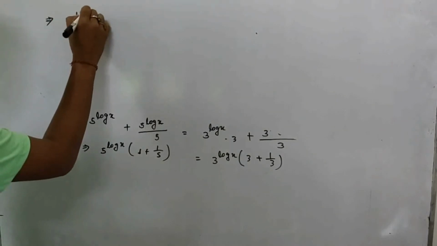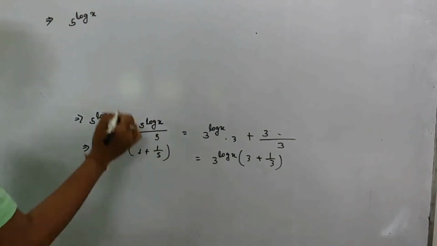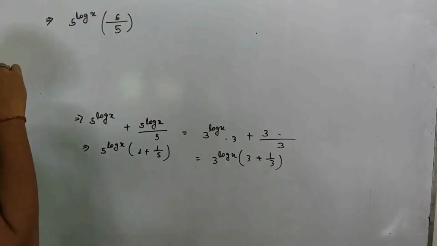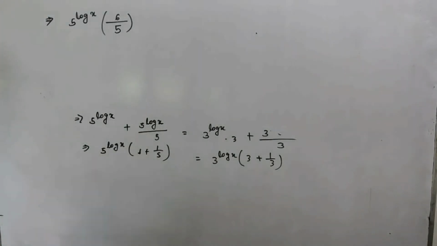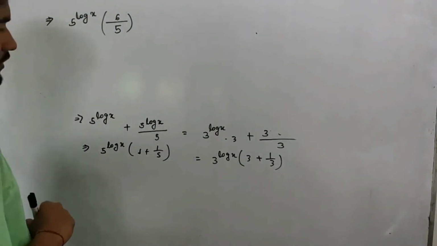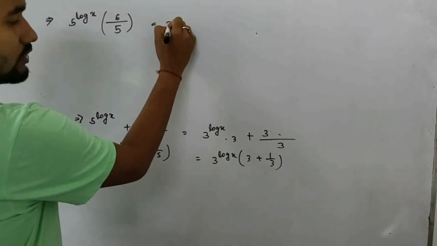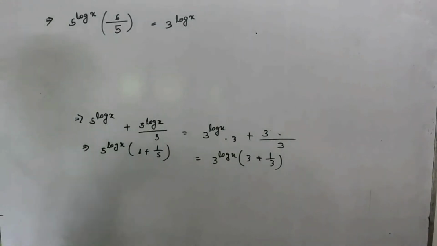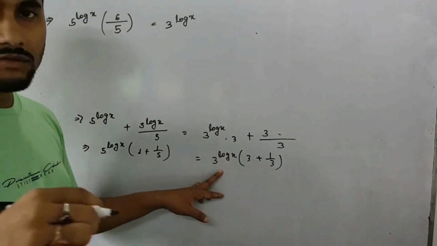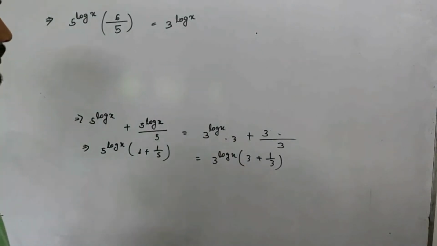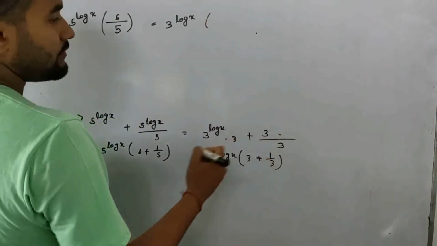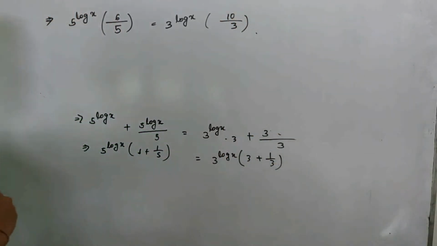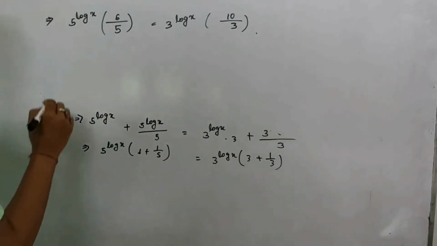5 to the power log of x, 5 1s are 5, take LCM, how much will become? 5, 5 1s are 5, plus 1, 6 by 5, isn't it? Equal to 3 to the power log of x, don't write 3 log x, okay? So while writing, keep this thing clear, otherwise while writing in speed, if you write 3 log x, your answer will be wrong. 3 to the power log x, take LCM, LCM is 3, and 3 3s are 9 plus 1 is what? 10 by 3. Simple, take LCM.